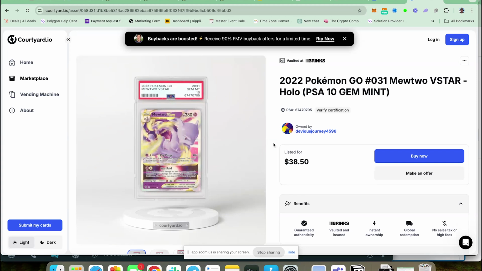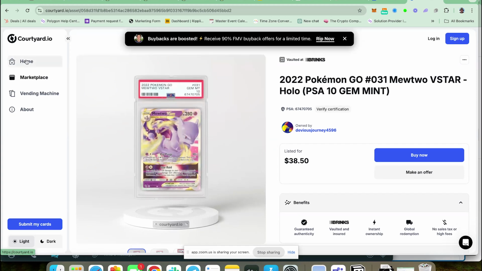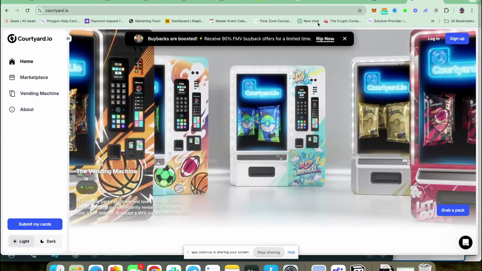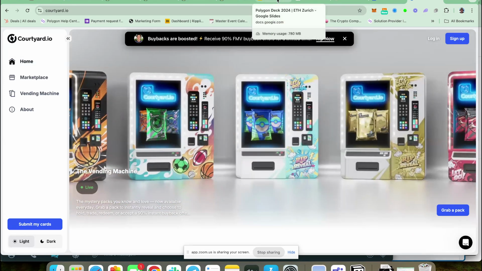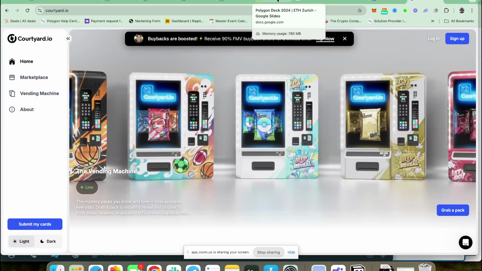And so yeah, I think those three things can probably be a good summary of interesting use cases from assets living on Polygon.